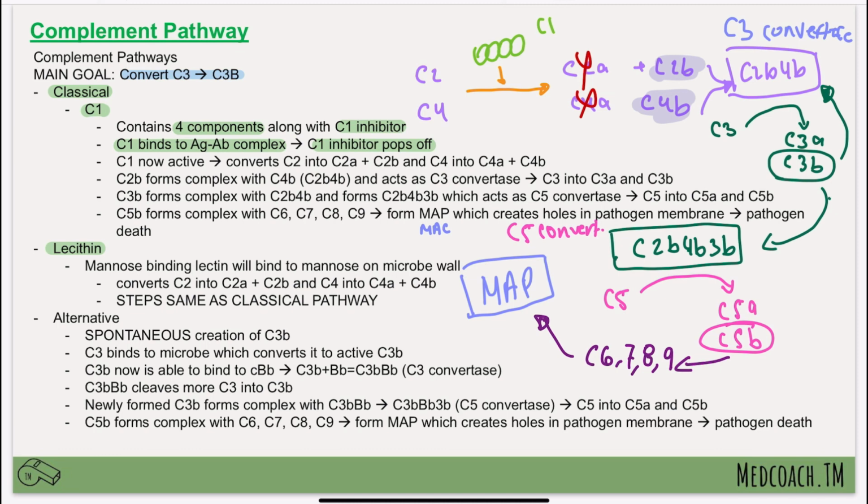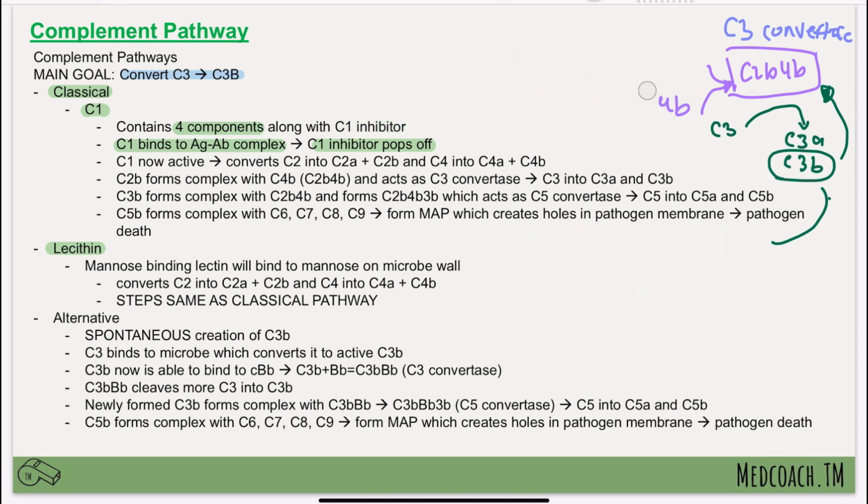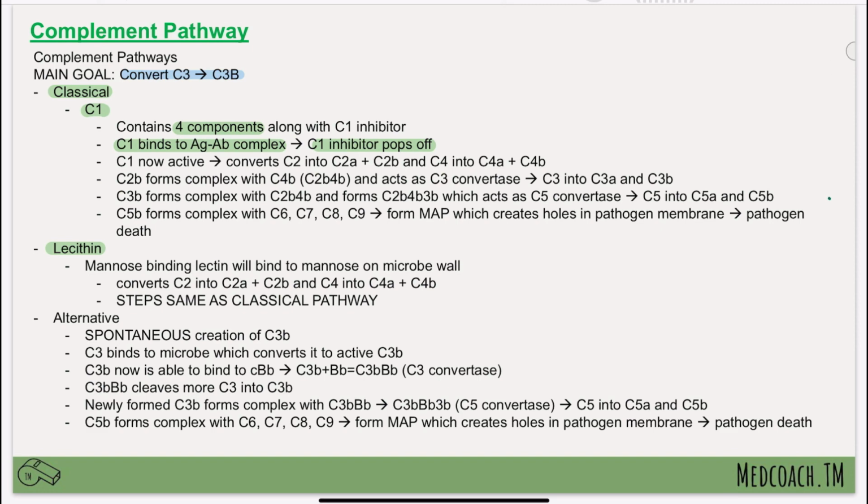So we're going to have, let's say we have a microbe over here. I'm going to erase some of these things. Let's get rid of some of this stuff here. So let's say that we have a microbe. I'm going to put MIB for microbe once again. And this microbe has this lectin thing over here. There's going to be a mannose binding lectin, which is going to come and bind on to this. And once this binds, the steps are the exact same as the classical C1 pathway.